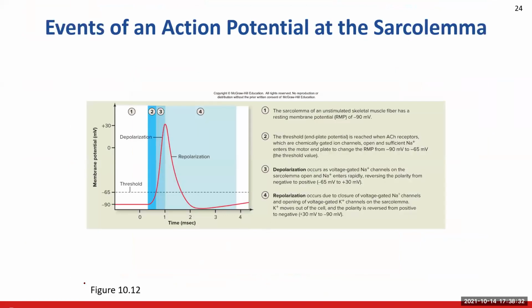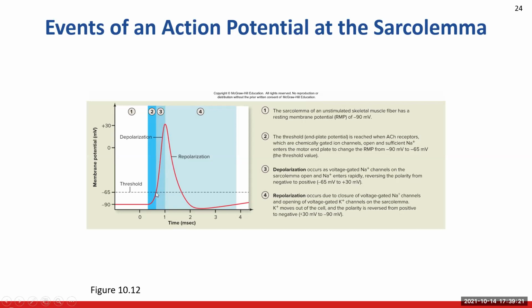So this slide shows you all the events. I'm telling you, if you know this slide, then you can learn more of the detail. 4 simple events occur for an action potential at the sarcolemma. First, our muscle is just minding its own business. It's just resting, so it has its resting membrane potential of negative 90. Now our motor end plate starts to depolarize because the neurotransmitter from our motor neuron has triggered the opening of those chemically gated channels. And so we see an opening of our chemically gated sodium and potassium channels, and we'll start to see depolarization occur.